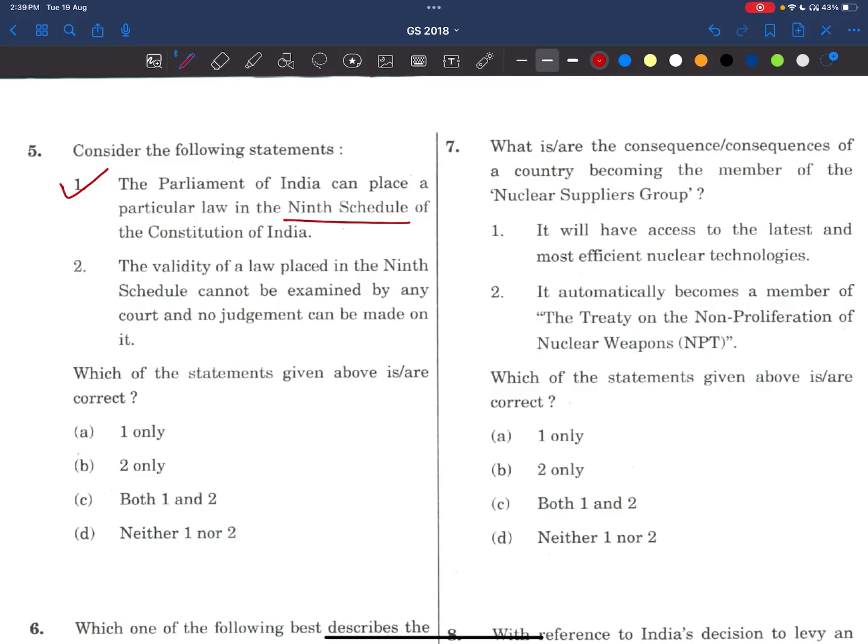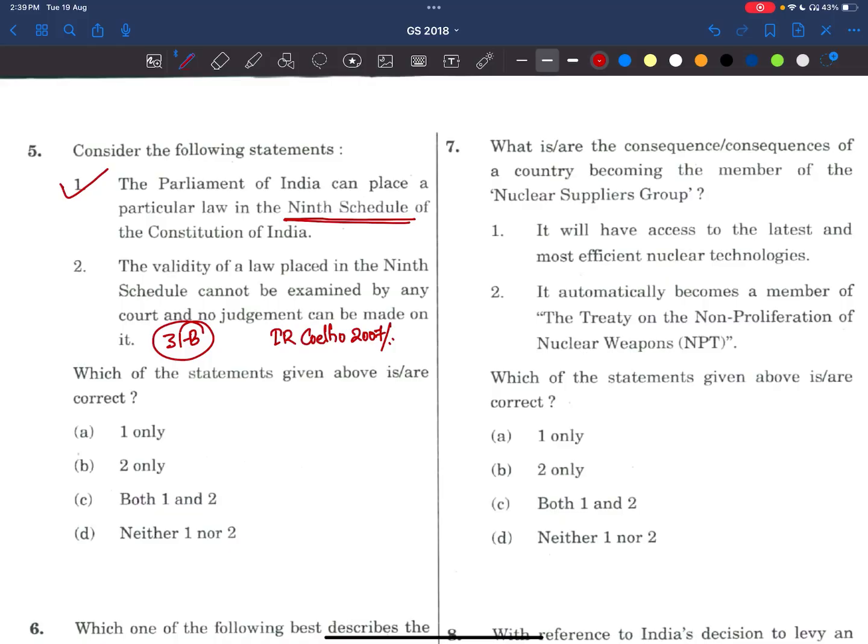Now, the validity of a law placed in the 9th Schedule cannot be examined by any court, and no judgments can be made on it. Okay, friends, this is there in Article 31B. From Article 31B only we have introduced the 9th Schedule, right? Now what happened in the IR Coelho case? IR Coelho case in 2007, also called the 9th Schedule case. The Supreme Court has clearly mentioned that after the date of verdict of the Kesavananda Bharati case, that is 24th April 1973, the 9th Schedule will also be in the ambit of judicial review.